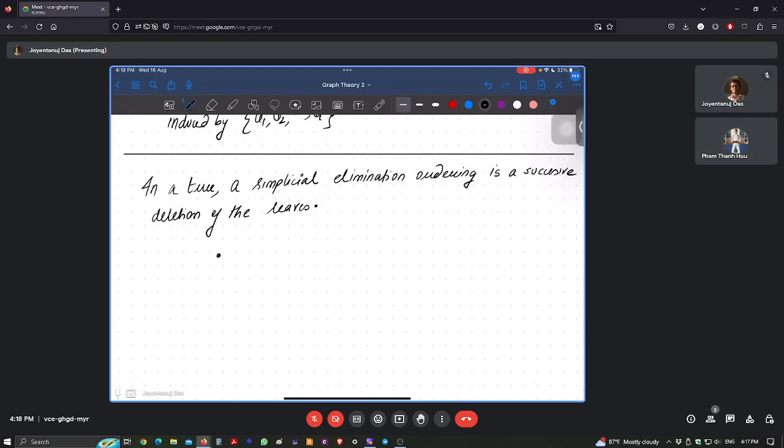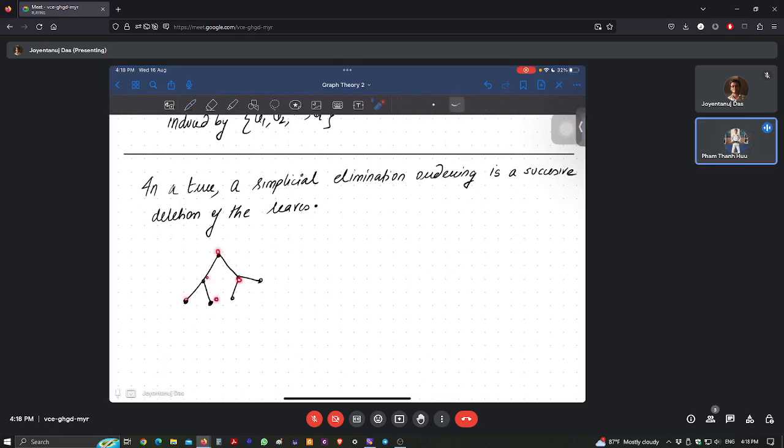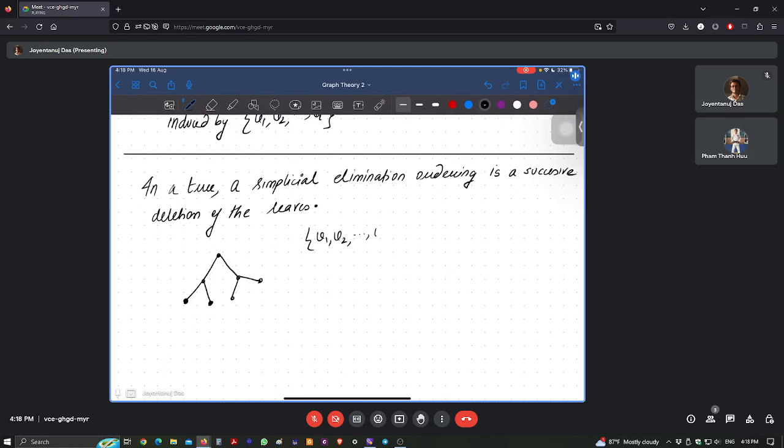Suppose we take any tree. Let us take a small example. So here I have to give an ordering to the vertices, right? So how many vertices are there? Here we have 1, 2, 3, 4, 5, 6, 7. So I have to name the vertices in the ordering from V1 to V7, right?